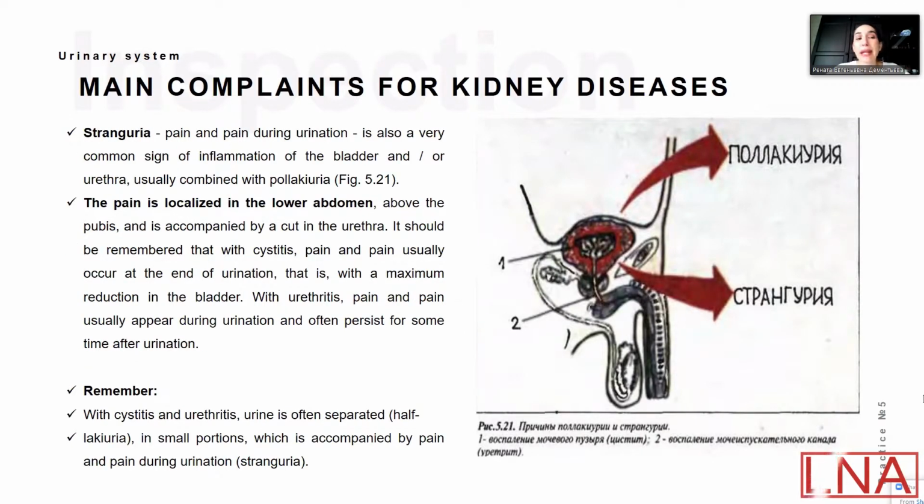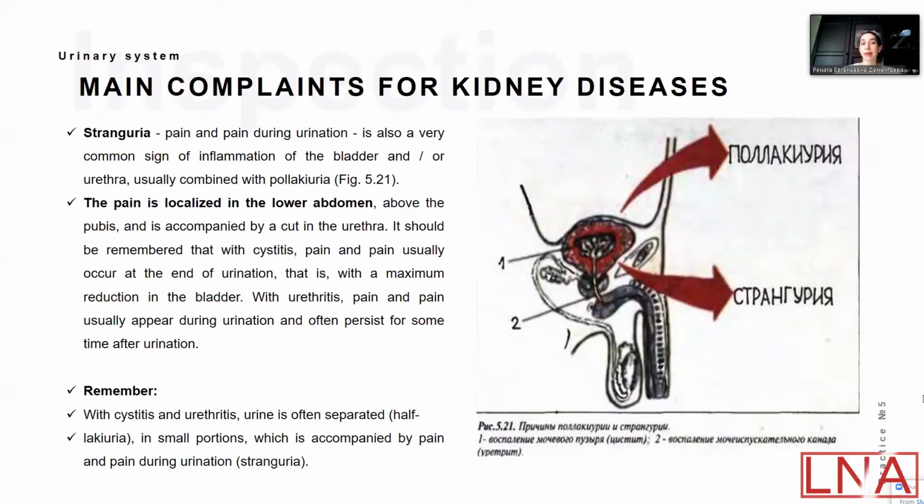Stranguria, or pain during urination, is also a very common sign of inflammation of the bladder or urethra, and is usually combined with polyuria. Stranguria can sometimes be a sign of pyelonephritis, but more commonly it corresponds to inflammation of the urinary bladder and urethra. The pain in this case is localized in the lower part of the abdomen, above the pubis, and is accompanied by a cutting sensation in the urethra.